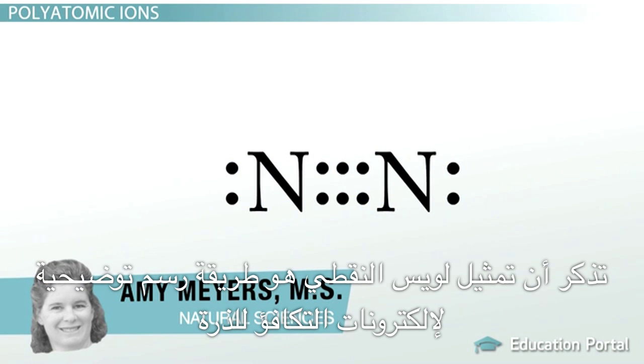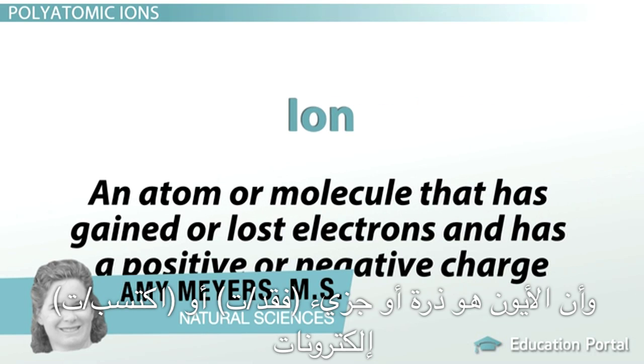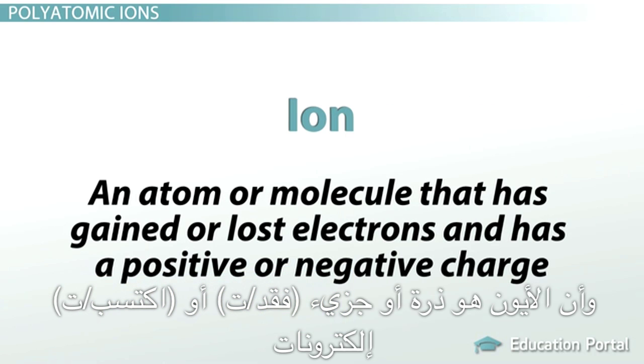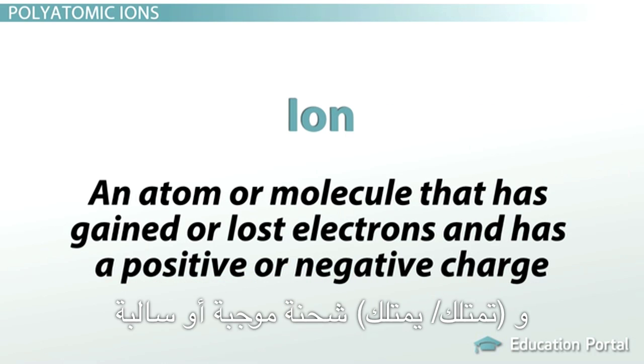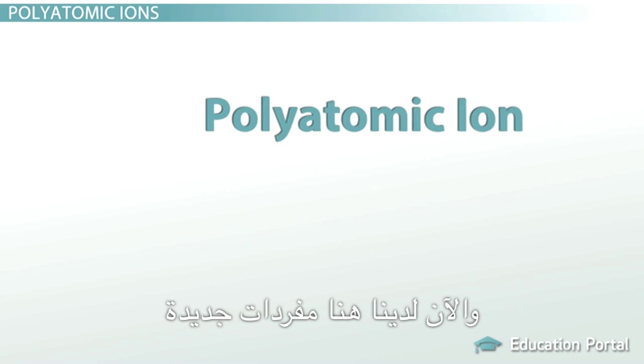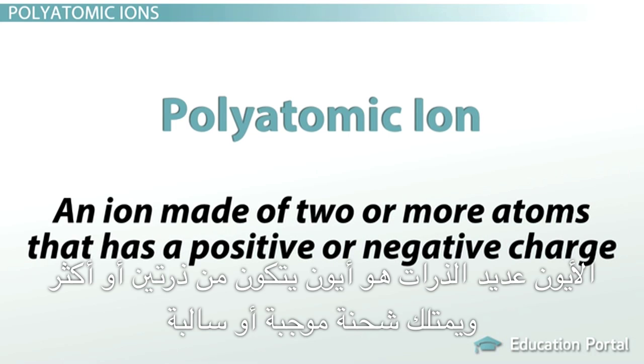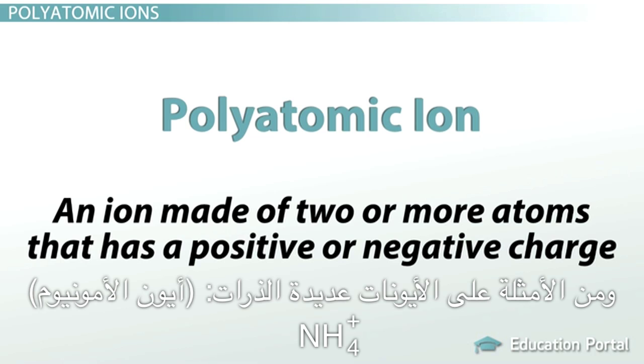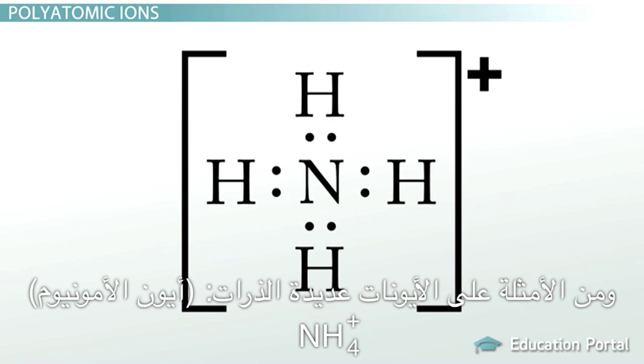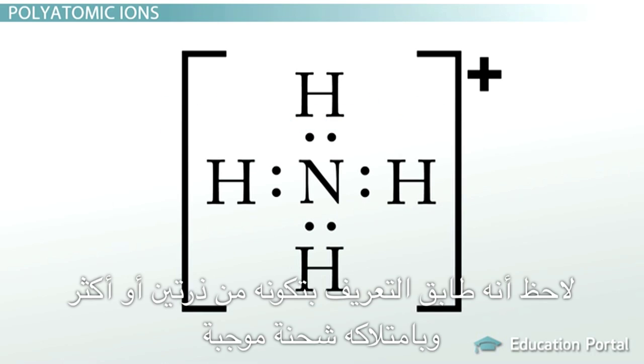Remember that a Lewis dot structure is a way of diagramming the valence electrons of an atom, and that an ion is an atom or molecule that has gained or lost electrons and has a positive or negative charge. Now here's some new vocabulary. A polyatomic ion is an ion made of two or more atoms that has a positive or negative charge. An example of a polyatomic ion is ammonium ion, NH4+. Notice it fits the definition by being made of two or more atoms and having a positive charge.